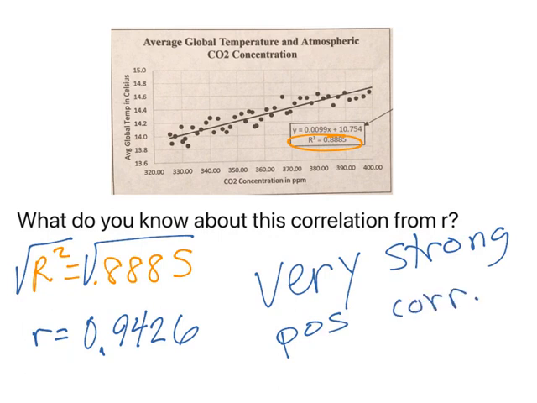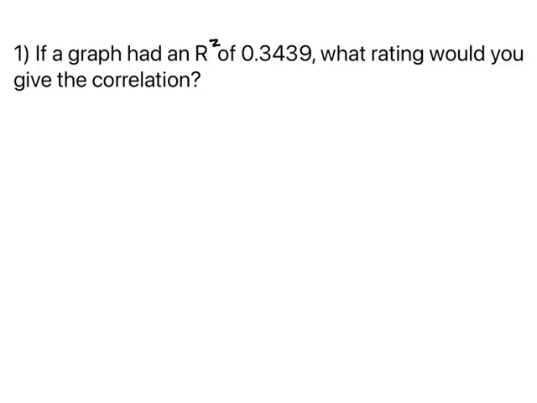I know it's positive because my line is going up. You can also look at your slope. Our slope is positive, so that means we have a positive correlation. And because R is above 0.9, it's very strong. So make sure you're paying attention. This graph gave us R squared, and we had to find R from there.